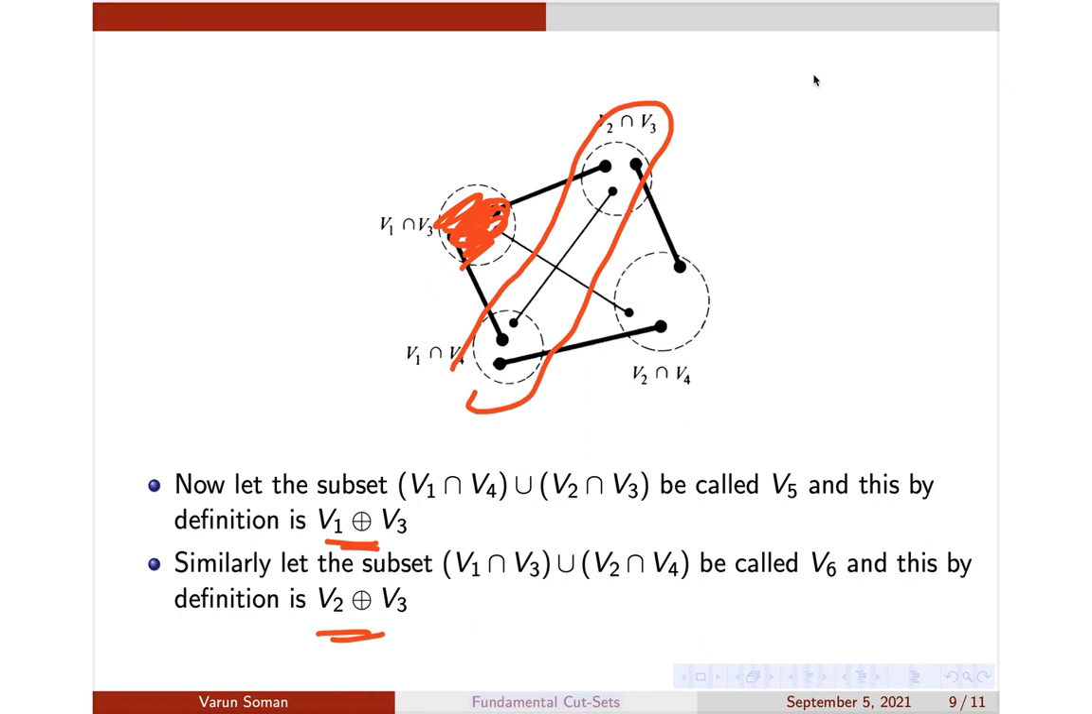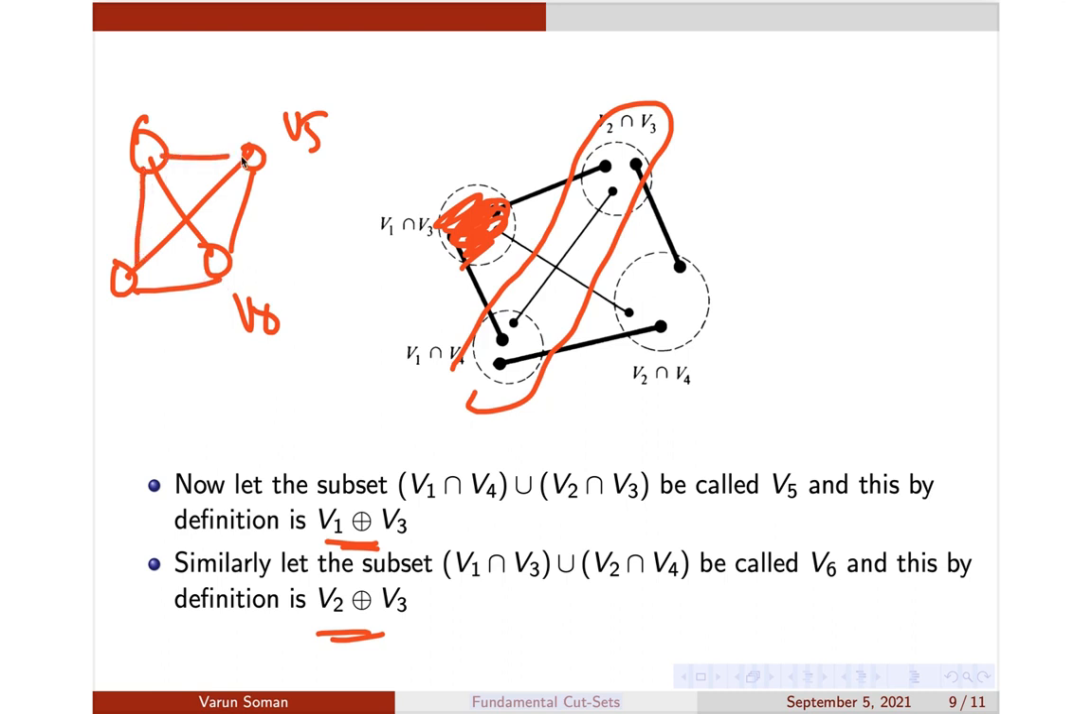Now you can see that if this is my graph, this is my V5, this is my V6, and they are being connected by these ring sum edges. Once I delete these ring sum edges, the graph will be disconnected. The property of these ring sum edges is that they are the only edges connecting V5 and V6. No other edge will connect V5 and V6.